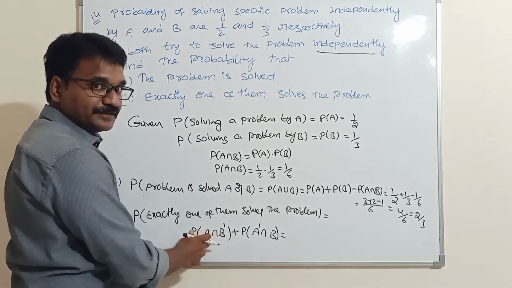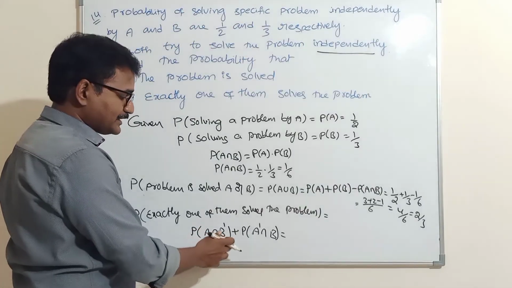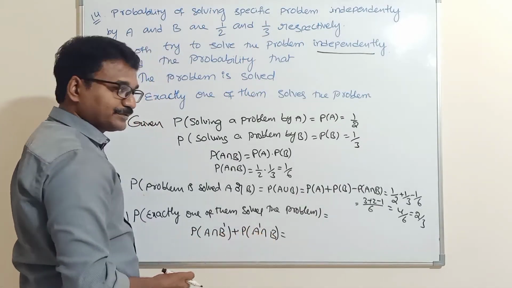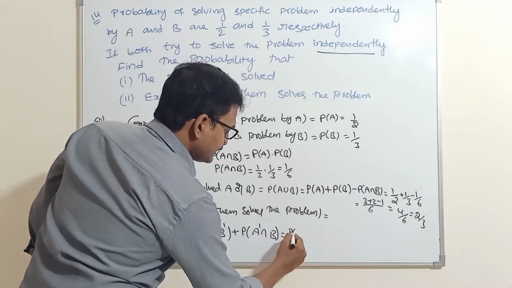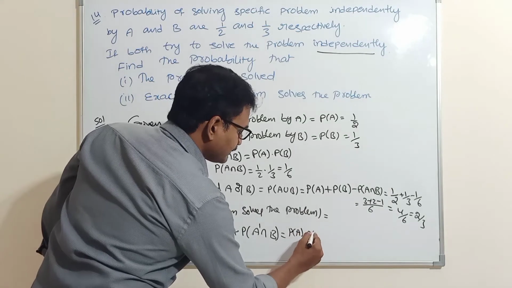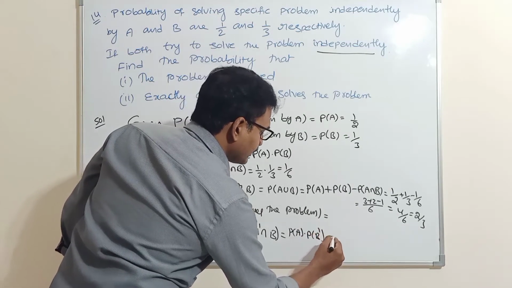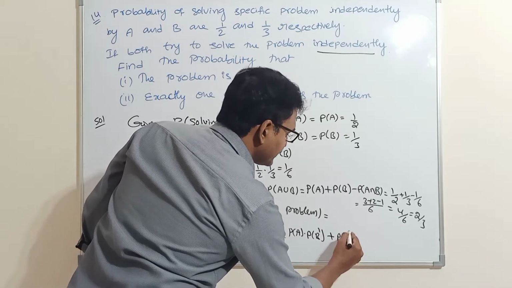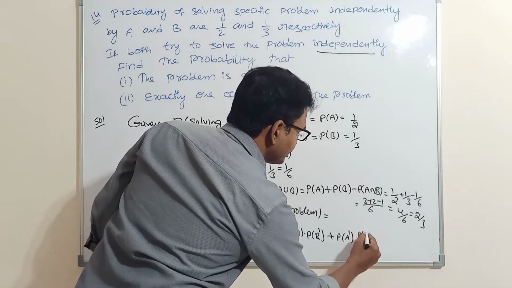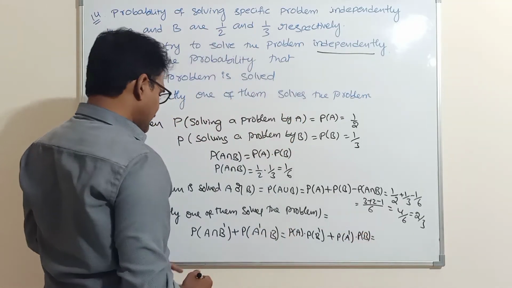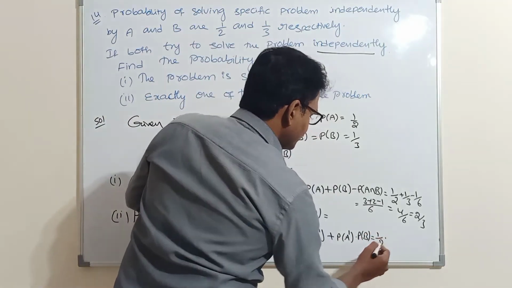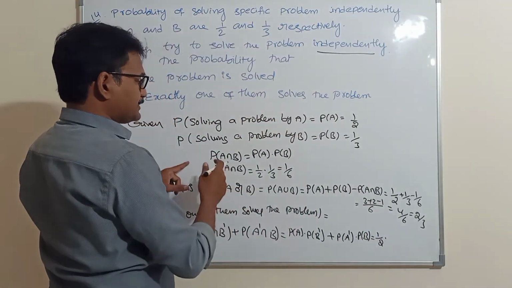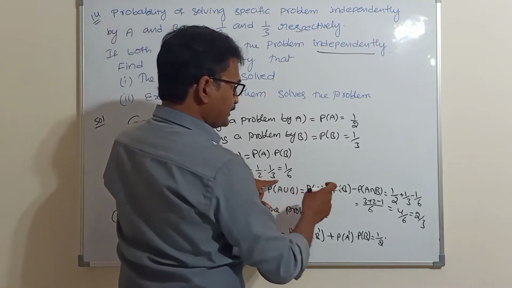A intersection B dash means A minus B. If B solves the problem, A should not solve. That means both are independent events. That's why it is P of A into P of B dash, or P of A dash into P of B. What is the P of A value? 1 by 2, into P of B dash. P of B dash means 1 minus P of B.